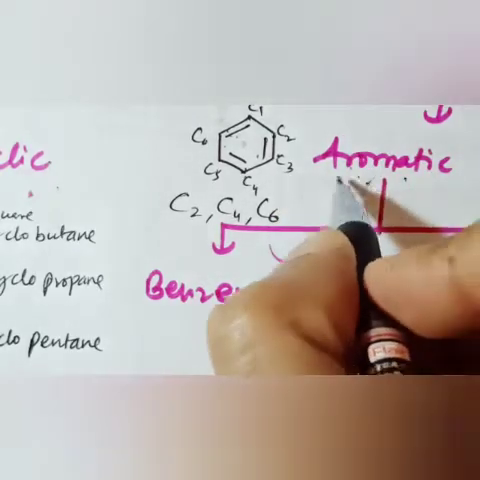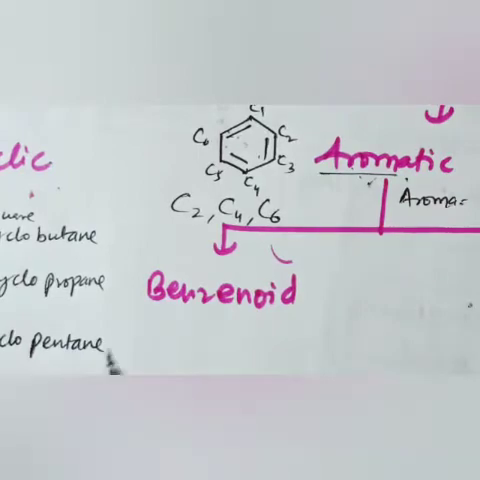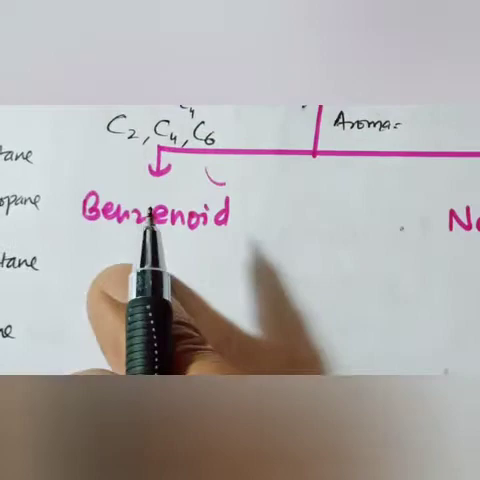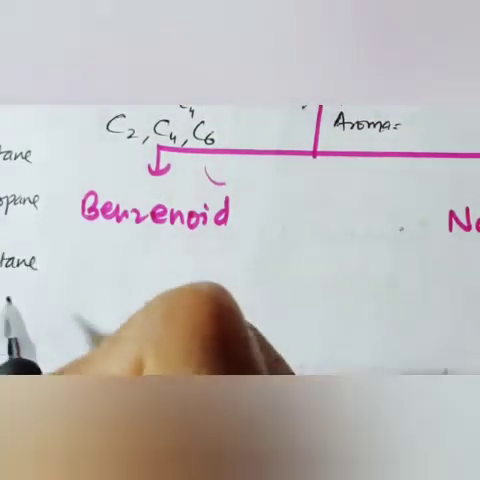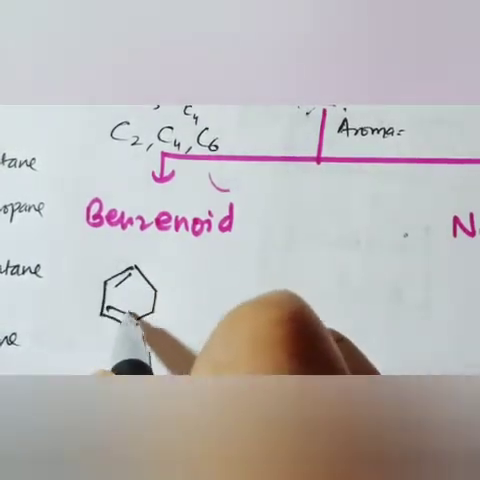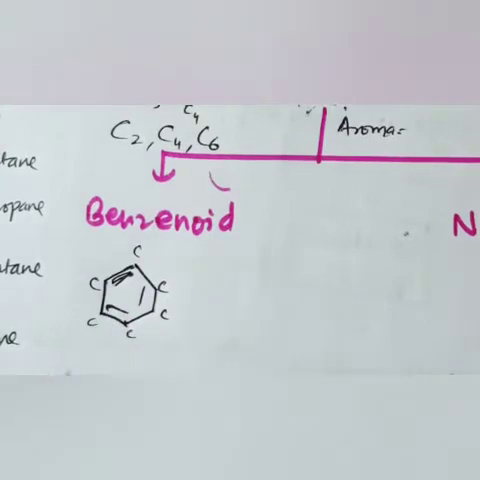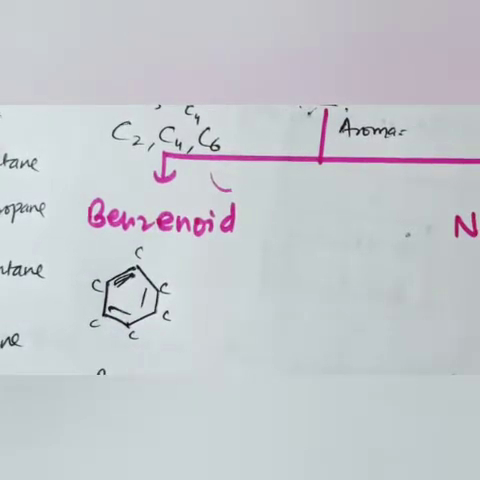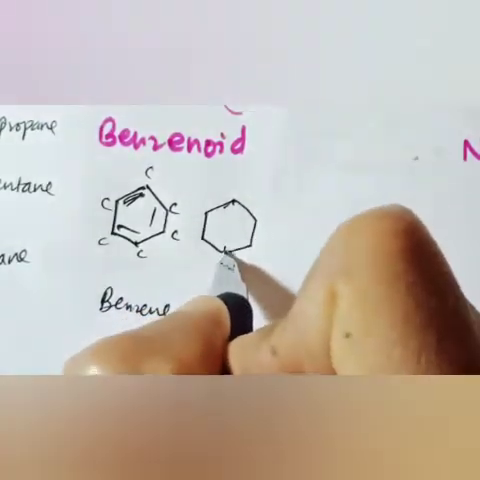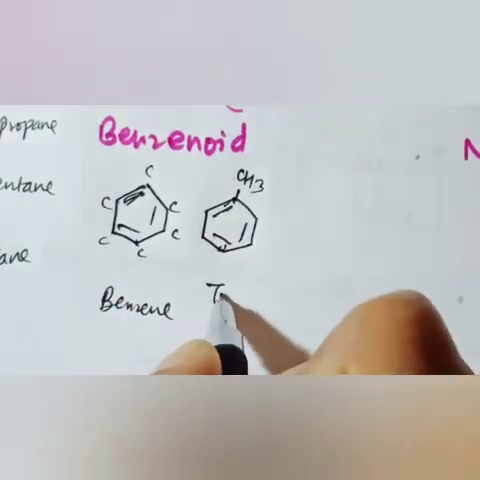And the word aromatic came from aroma. Already I told you, sweet smell. Okay. All those compounds which are aromatic have a sweet smell. Now if we talk about benzenoid and non-benzenoid, benzenoid are those compounds where a benzene ring appears. Benzene ring is what? These 6 carbons with double bonds at alternate positions. So this is benzene. If I draw another compound of benzene, there is CH3 benzene, that is toluene.